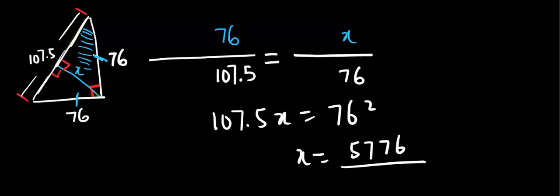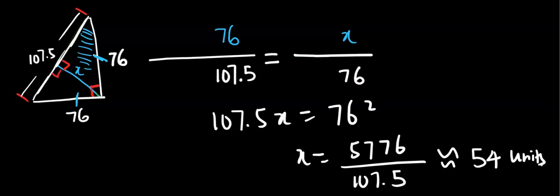X is 5776 divided by 107.5. And let's round up to the whole number, okay? So we're going to round up to the whole number. We have about 54 units. That's it. That's how you apply the previously learned rule. Once you know how to identify 3 similar triangles, you will be able to find the missing length.